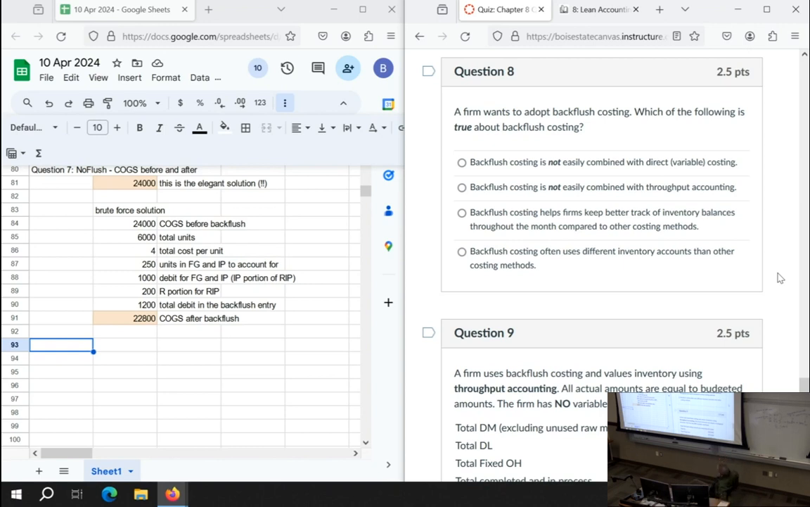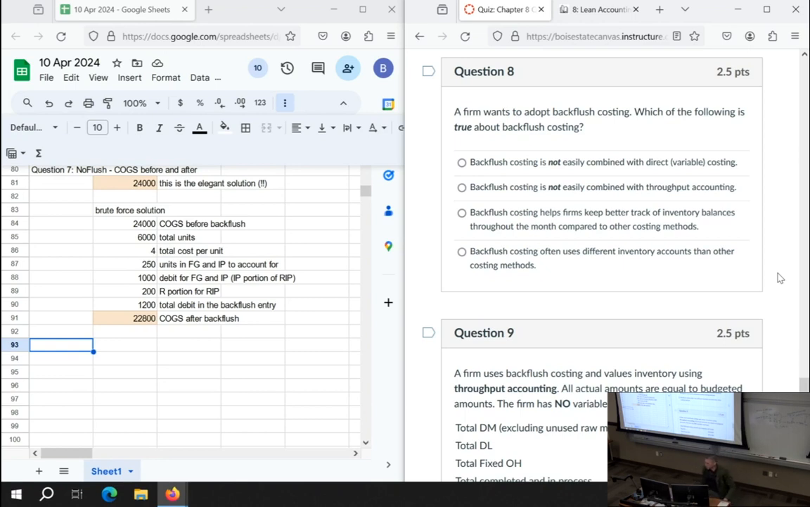So a firm wants to adopt backflush costing. Which of the following is true about backflush costing? So is it true that backflush costing is not easily combined with direct or variable costing? I hope not, because like 4 of the 10 questions here have attempted to use backflush with direct costing. Okay, B, is it true that backflush costing is not easily combined with throughput accounting? Well, again, we got 3 questions on this quiz that try to combine backflush and throughput. Okay, so I know it's not A and B. Those are not true.